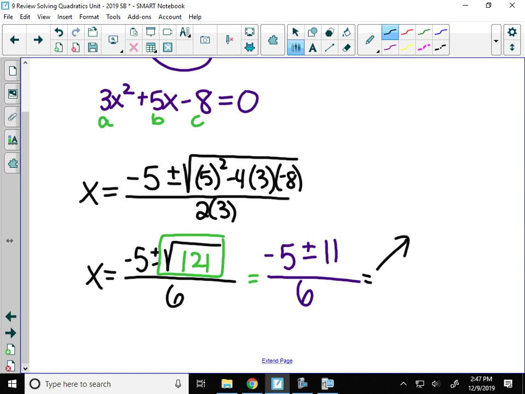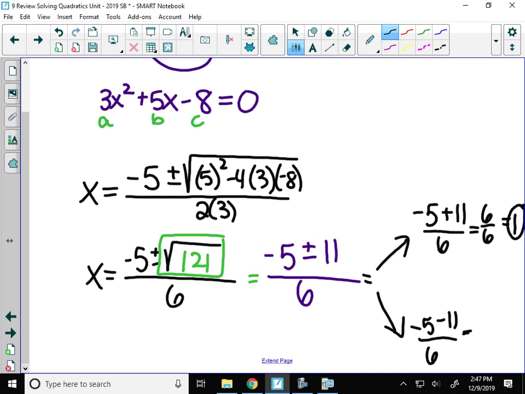So what we did was we split it up. We had to figure out what negative 5 plus 11 over 6 equals, and what negative 5 minus 11 over 6 equals. This is the only time you have to split it up, is when there's no radical and no i. Well, negative 5 plus 11 over 6 is 6 over 6, which is 1. And negative 5 minus 11 is negative 16 over 6, which is negative 8 thirds. Those are two rational answers, so you could have factored the original problem.